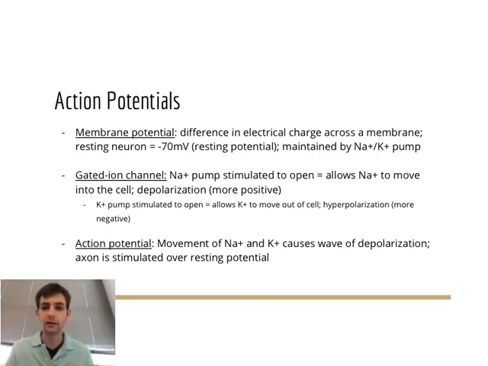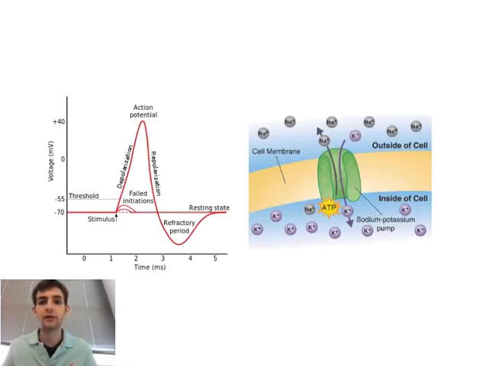So thanks to the sodium-potassium pump, which maintains our resting potential, and these other gated ion channels, these sodium and potassium channels, we can actually cause what's called an action potential. The movement of sodium and potassium causes this wave of depolarization. Essentially, the axon is stimulated over the resting potential, or the threshold potential. Once a threshold is reached, we can exhibit an action potential, which causes an electrical signal to be passed down neuron to neuron.